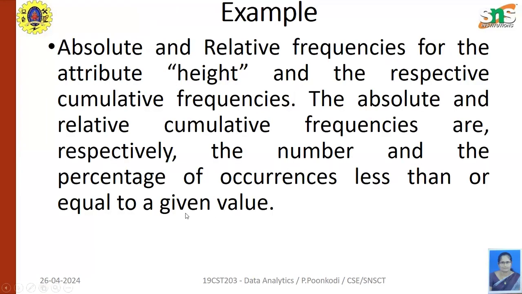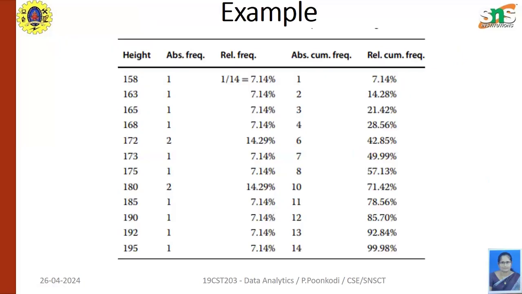represented in numbers. The next example, we are considering the attribute height, and for that the respective cumulative frequency should be calculated. Absolute and relative cumulative frequency are the number and the percentage of occurrences that are less than or equal to a given value. The height is given in this column, and the absolute frequency is nothing but the number of times that particular height is present in the table.